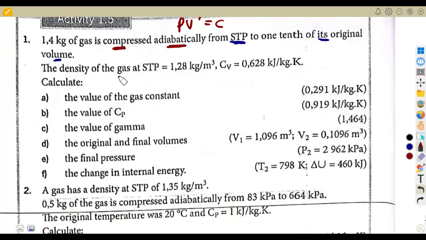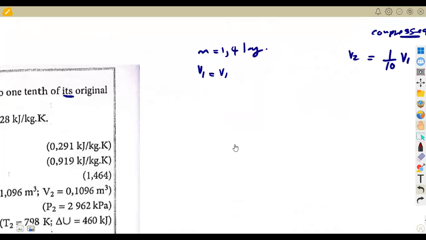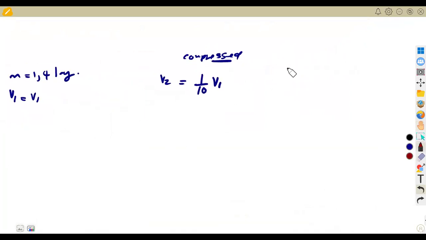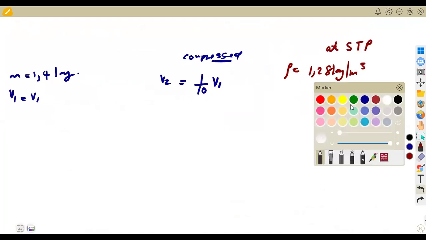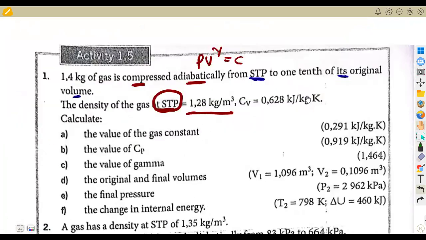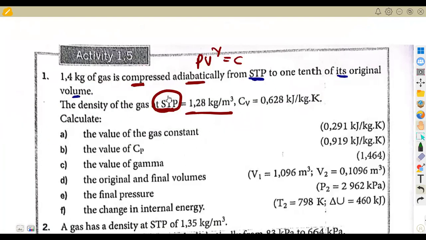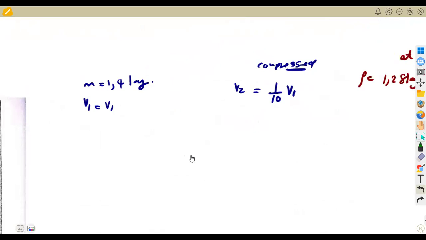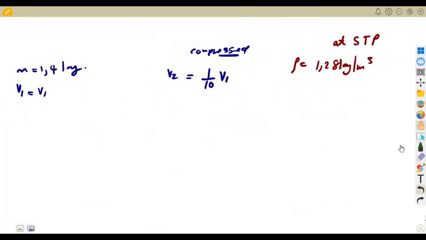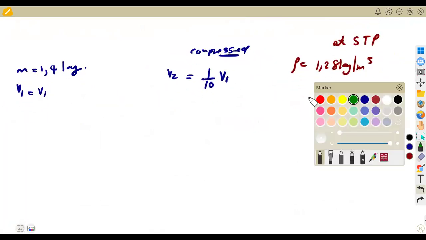The density of the gas at STP is given as 1.28 kilograms per cubic meter at STP condition. If you check later on, you'll see that you're not even given the temperature or the pressure. So that is where you take an approximation, and it's going to depend on the value that you use.